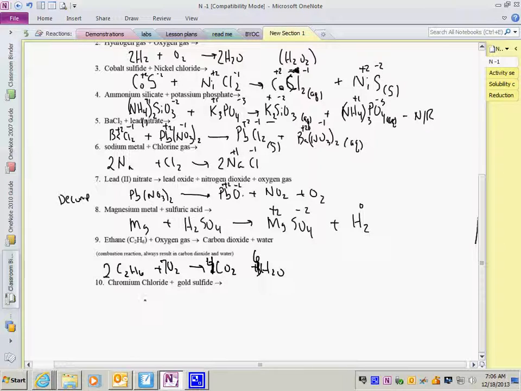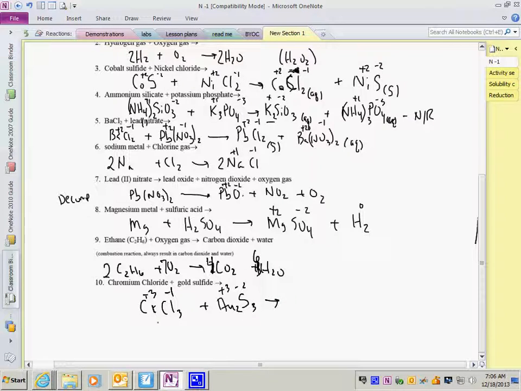Chromium chloride, so Cr, Cl, and you need to look up the chart of chromium and its multiple charges. I'm going to go with a plus 3, and then put a 3 here, minus 1. And then gold sulfide is Au, and then sulfide. Again, gold does have multiple charges as well. I'm going to go plus 3, minus 2, 3 there, 2 here.